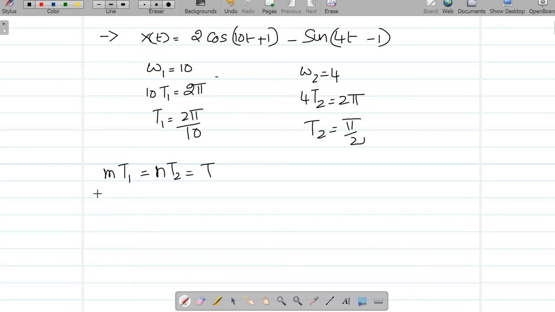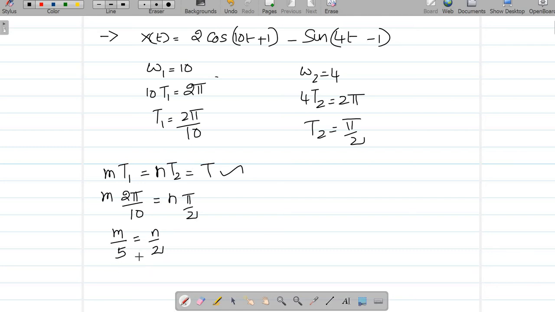So m times 2 pi by 10. My aim is to find T, that is the period of the signal. T is the period of this signal x of t. So when I am trying to find it, this is the approach. I have to multiply n with t2. So if I try to simplify this, it will be m by 5 is equal to n by 2.